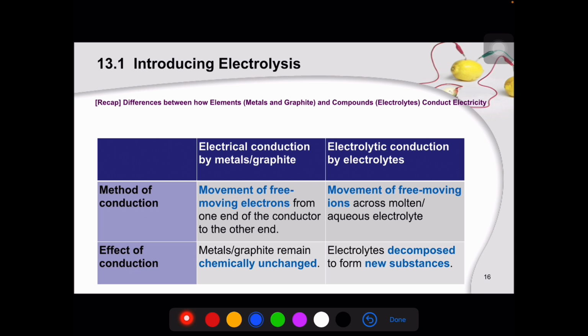Next, just to quickly consolidate, we have learned about conduction of electricity before in Sec 3. Just want to remind you that when you're looking at electrolytes, because these are ionic compounds, the conduction is due to free moving ions. When you're looking at metals or graphite, which is basically carbon, you're looking at free moving electrons. So these are very, very different. And of course, in this chapter, now that you're learning about electrolysis, you know that if you're looking at an ionic substance, it will actually go through electrolysis, so it will decompose. But if you're looking at metal or graphite, it's just a normal conduction of electricity, and there should not be any chemical changes. This is also printed in the notes already.